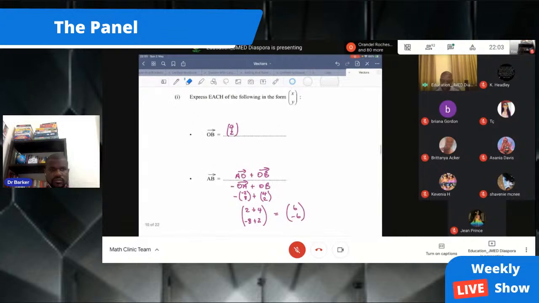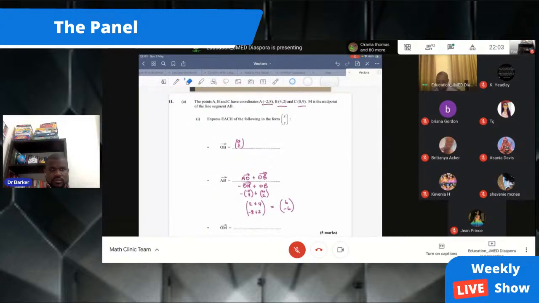Next part of the question says we should find OM. M is a midpoint of AB.